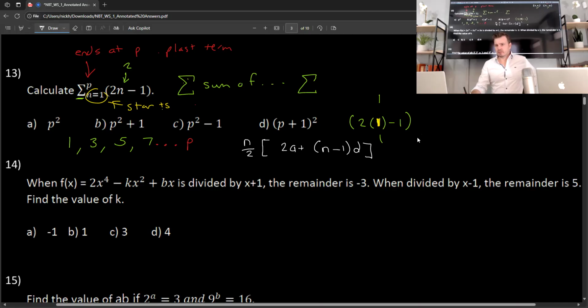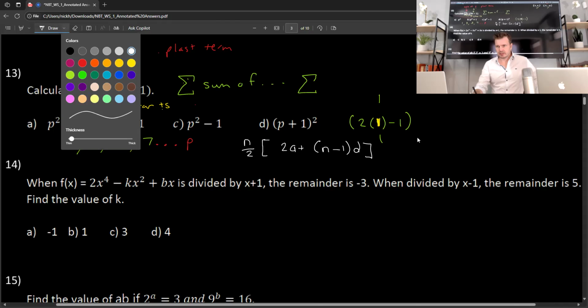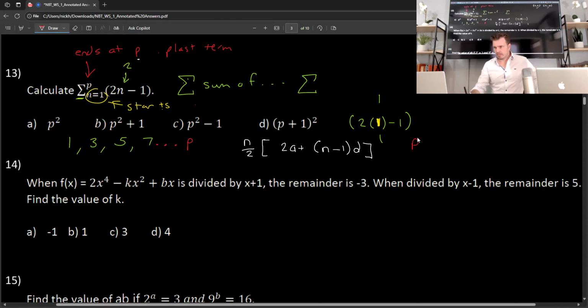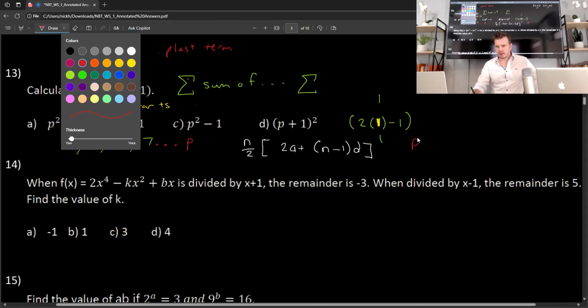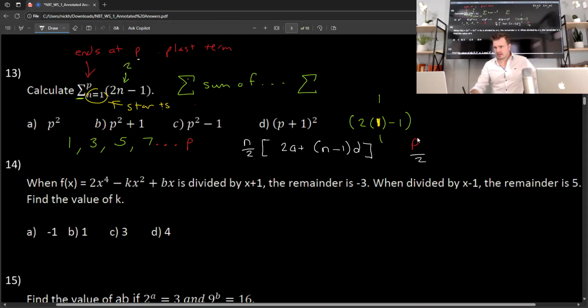Then we put in, instead of n as our number of terms, which in this case would be p. So that would be p over 2. Our a is our first term, which we saw was 1. So it'll be 2 times 1 plus, and then our n is, we said, p.